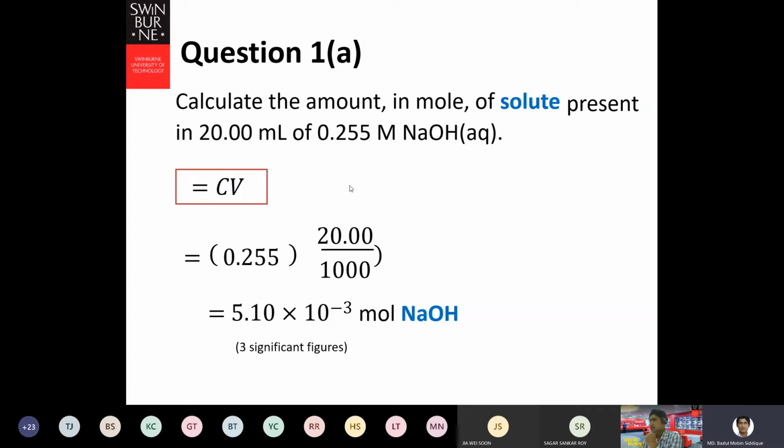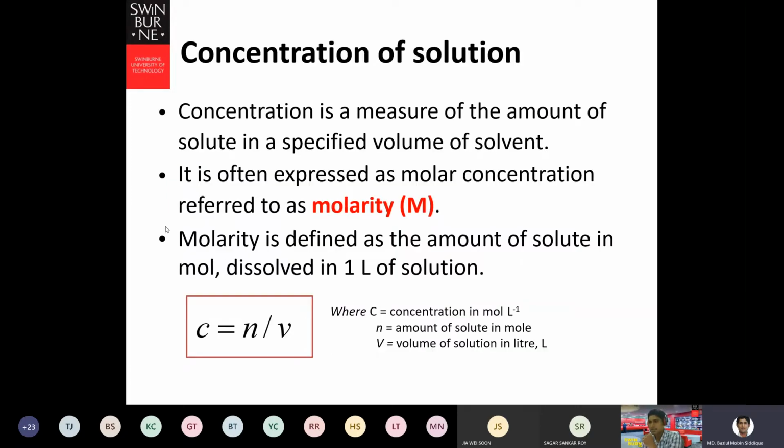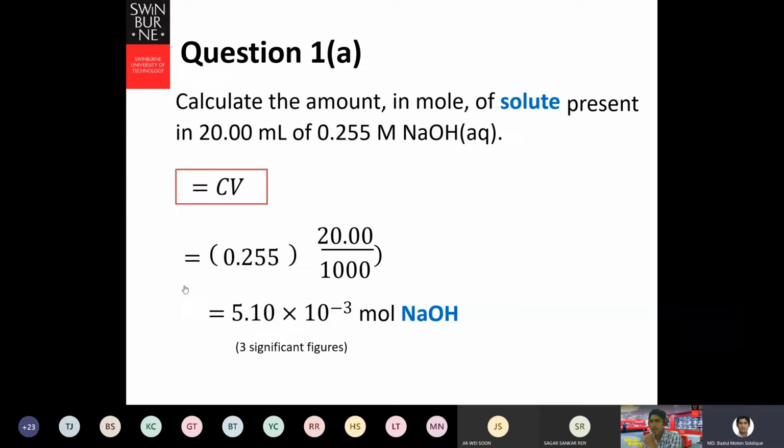All right, so I'm not spending much time on it, because it says to calculate the amount of moles of solute present in 20 milliliters of 0.255 molar solution. Since C equals n over V, n will be equal to C times V, that is concentration times volume.